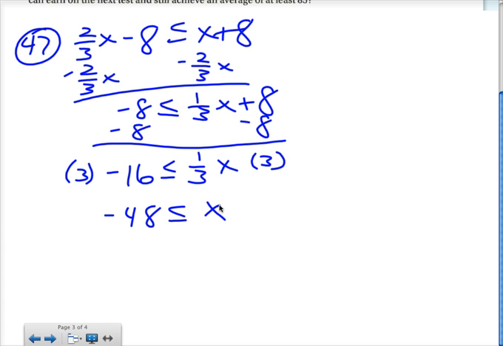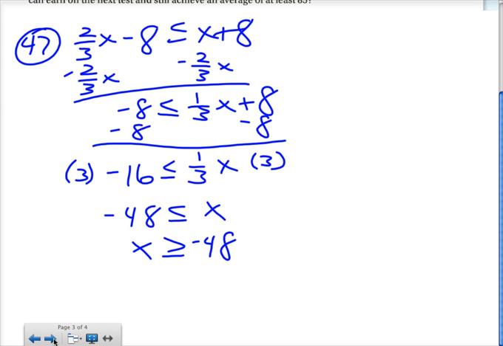And again, we never did any multiplying or dividing by a negative, so negative 48 is less than or equal to x. Again, you can flip the whole thing. So x will be greater than or equal to negative 48. And I think you had to graph this one as well, but if you had trouble, it was the solving. So I'm not going to do the graph for you there. You guys are capable of doing that.